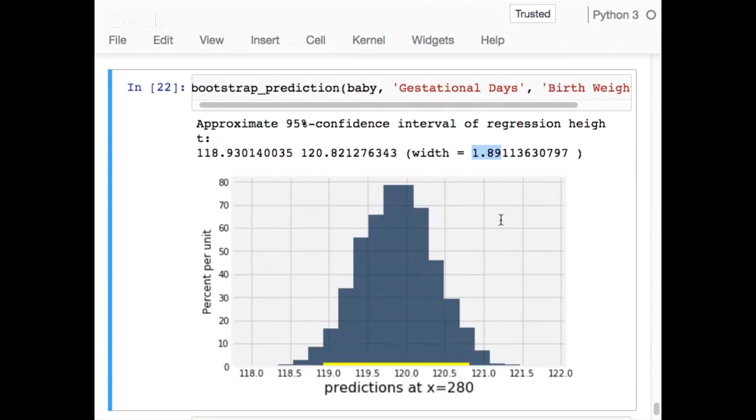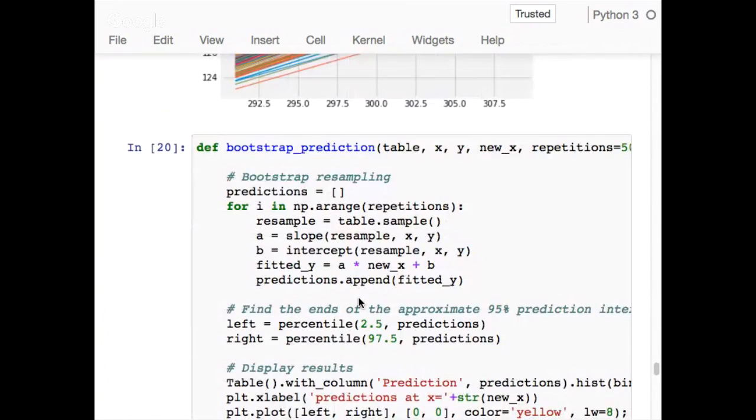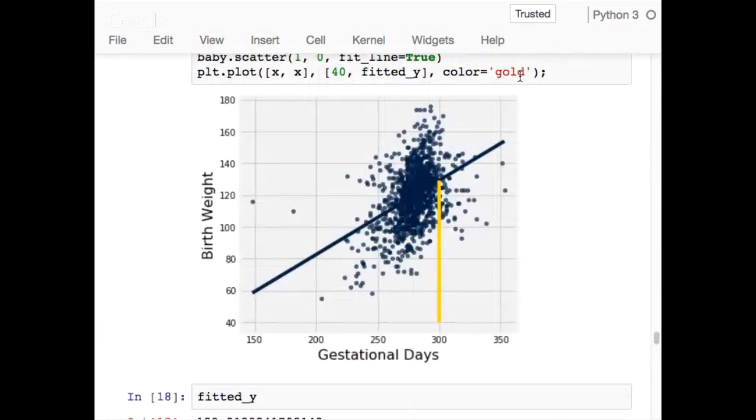So the width here varies. And the reason why it varies is because, let's go back up, sample some points. Generally speaking, the line is going to go through the center of those points, right? The slope might change a little bit, and the intercept will change a little bit. But in general, the lines will go through the middle of these points, which means that if we're in the middle and we're trying to make a prediction here, the lines all come to the same place. So our confidence interval is pretty narrow.